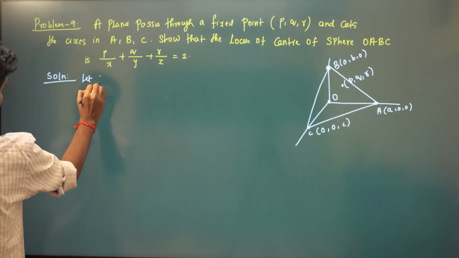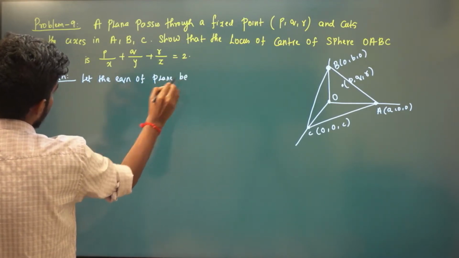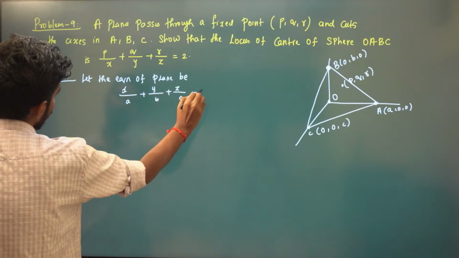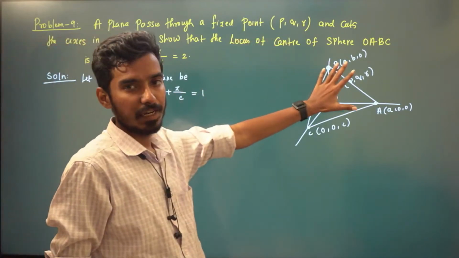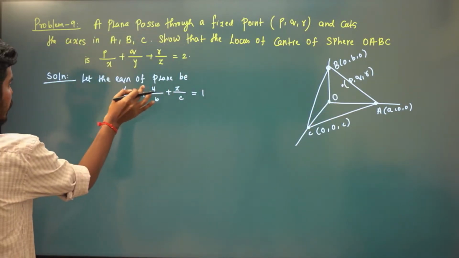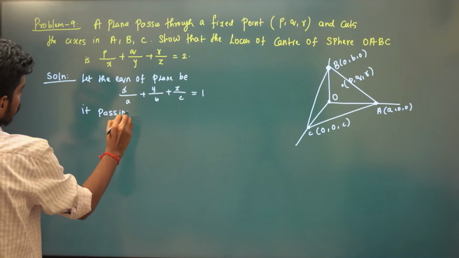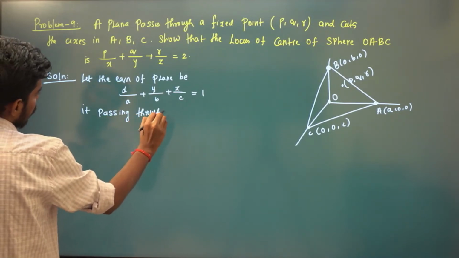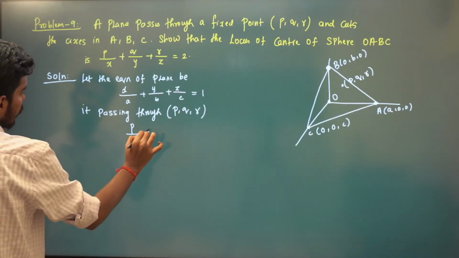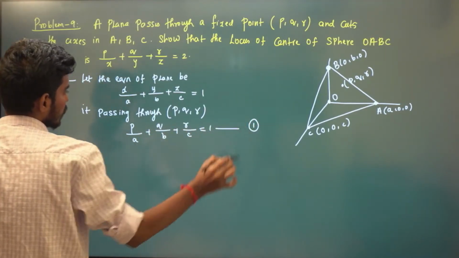Let the equation of plane be X by A plus Y by B plus Z by C is equal to 1, right? This is the equation of plane in intercept form. Now it is passing through a point P comma Q comma R. That means if I replace X, Y, Z by P comma Q comma R, it will satisfy. We substitute here, we have P by A plus Q by B plus R by C is equal to 1. Call this equation number 1.